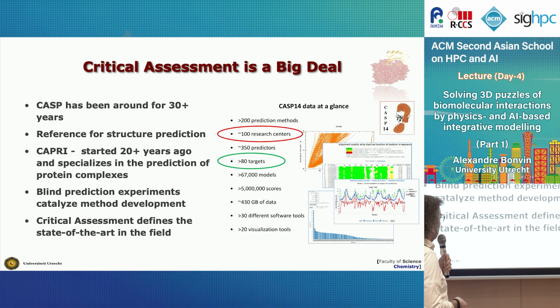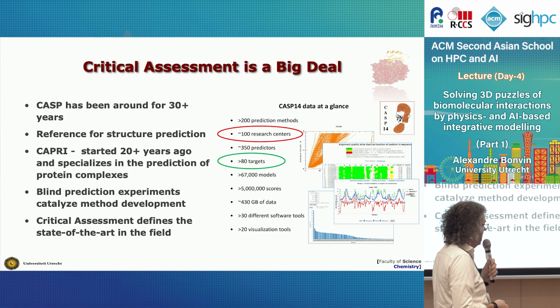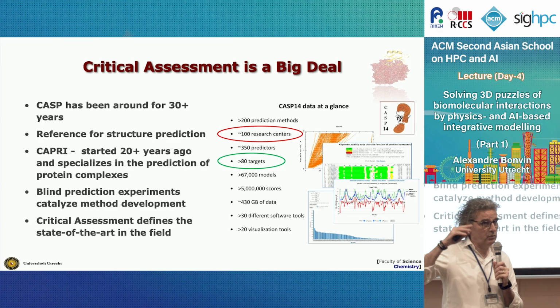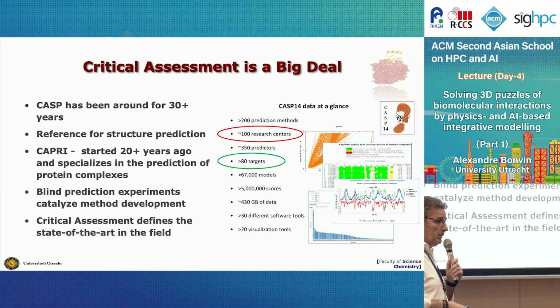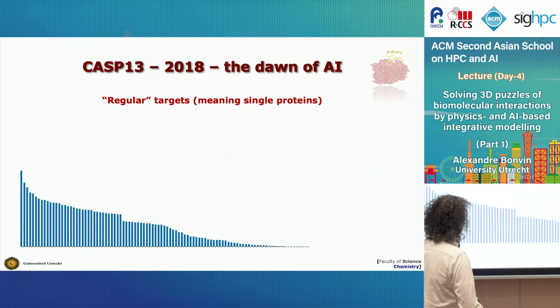It generates a lot of models, lots of data, and every year or every second year when CASP is running, there are a number of people doing the assessment, and this is changing. While in CAPRI, it's always the same people doing the assessment. So it's a big thing.